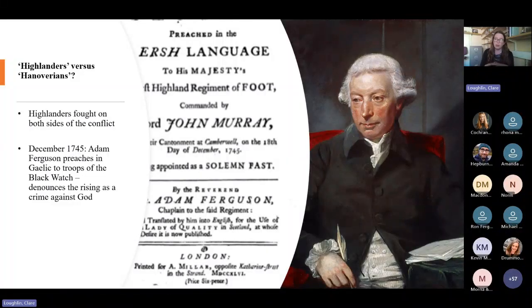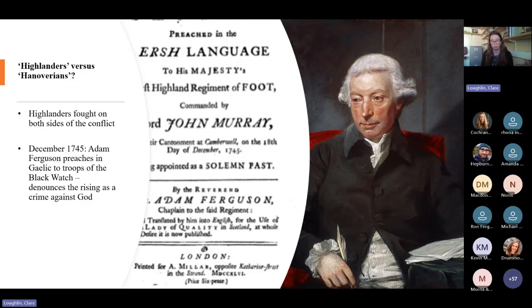But that army, we need to remember, also included Scots, and crucially, it included Highlanders. So to give just one example, Adam Ferguson, the historian, philosopher, key figure in the Scottish Enlightenment, was appointed deputy chaplain of the 43rd Regiment of the Hanoverian Army, also known as the Black Watch. In December 1745, Ferguson preached a rousing sermon in Gaelic.